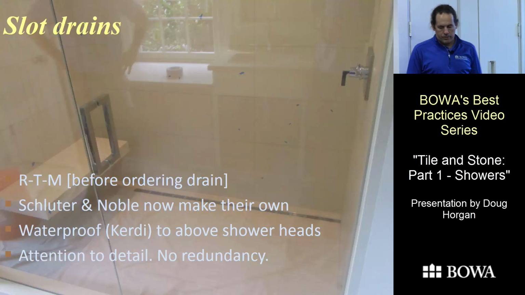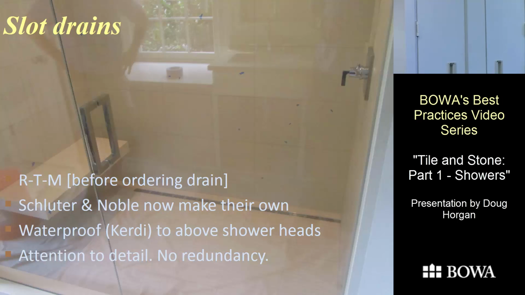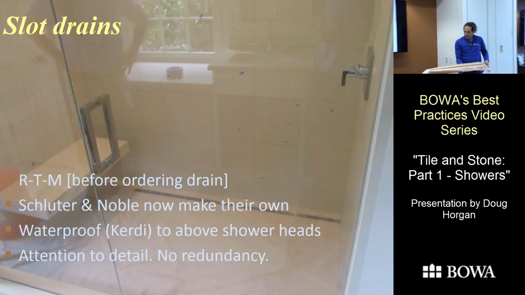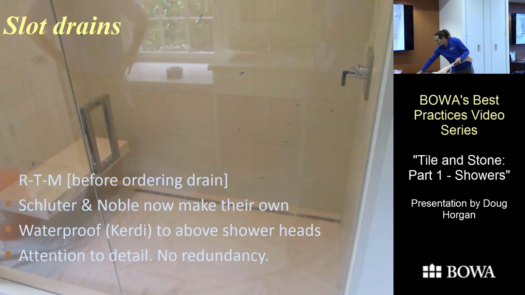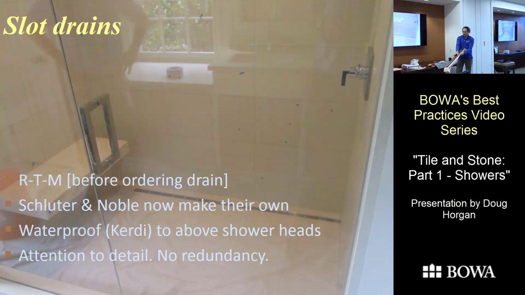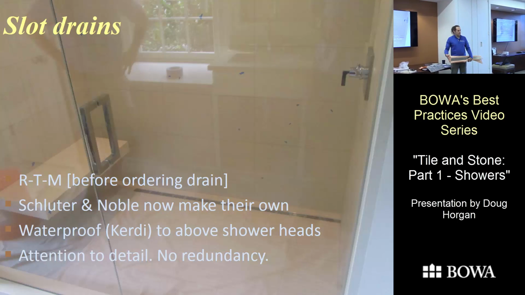All right, so slot drains, as I mentioned, I think these are really cool looking actually, right? You drop that in, set the tile, put the grate in it. It's a really nice look. With this particular drain, you can get pretty close to the wall. And by the time you put a thick tile on there with a little bit of thin set, it'll be almost to the edge of the grate.